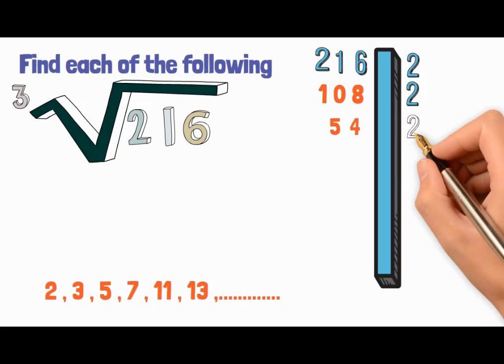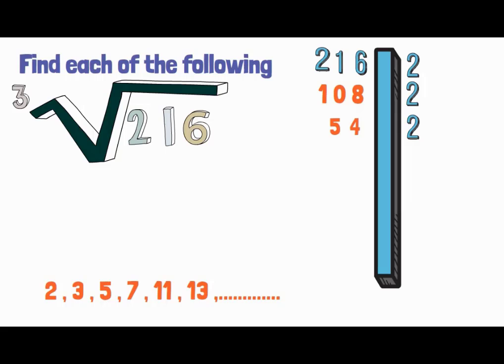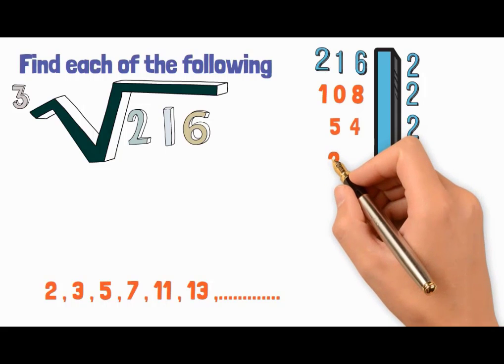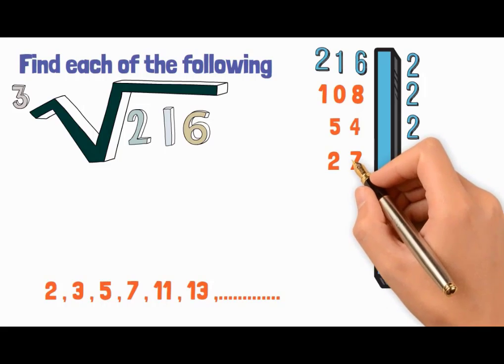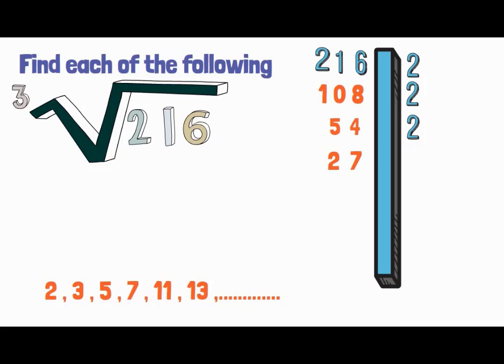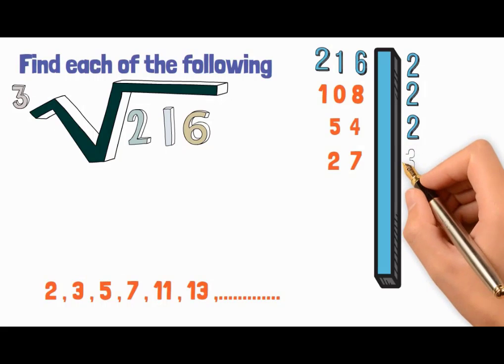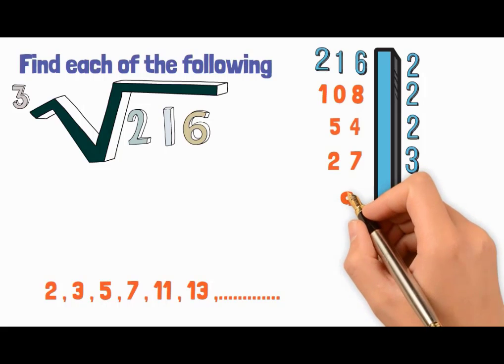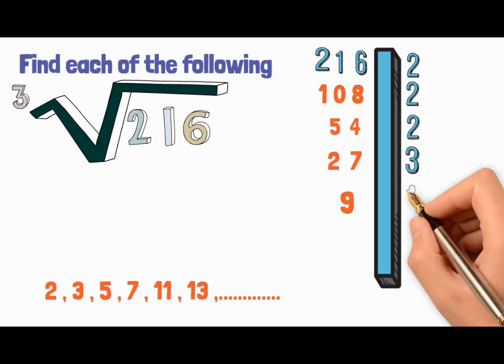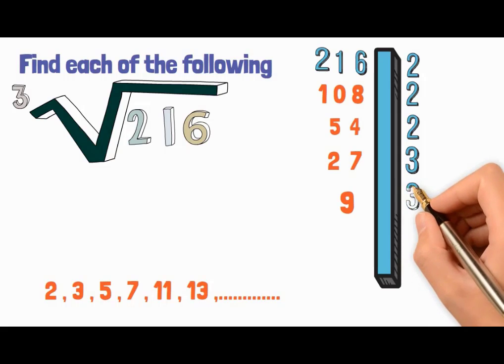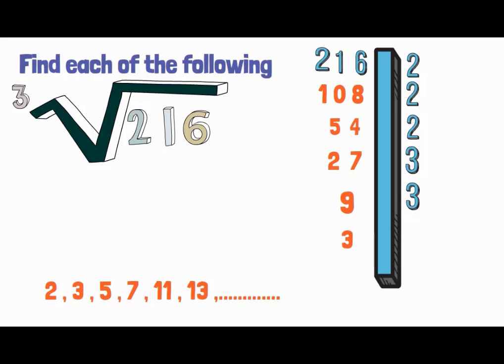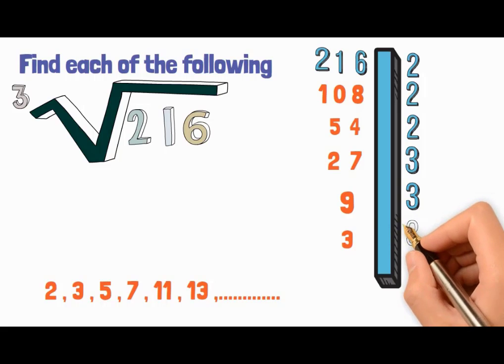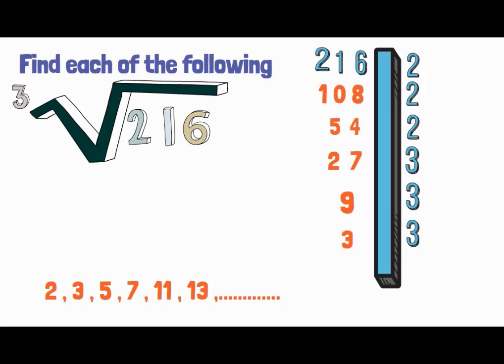54 is an even number, so it's divisible by 2. 5 divided by 2 equals 2, and the remainder will be 1. 14 divided by 2 equals 7. 27 isn't divisible by 2 but divisible by 3. 27 divided by 3 equals 9. 9 divided by 3 equals 3. 3 divided by 3 equals 1. Now we have finished factorizing 216.